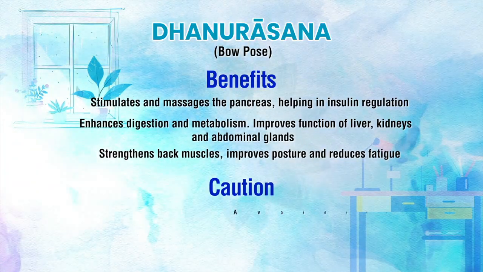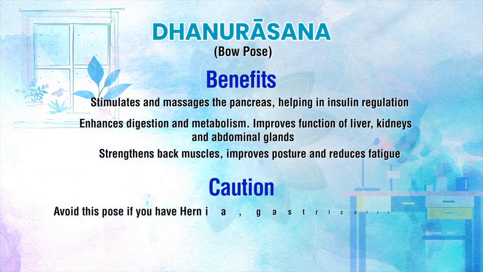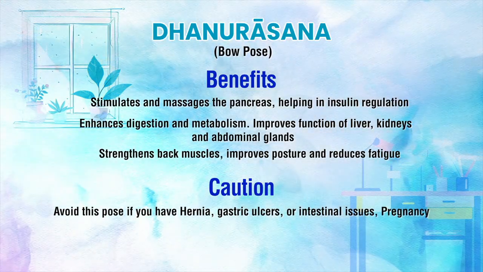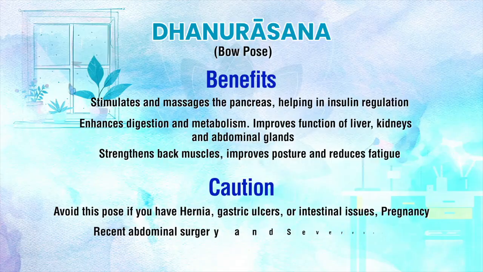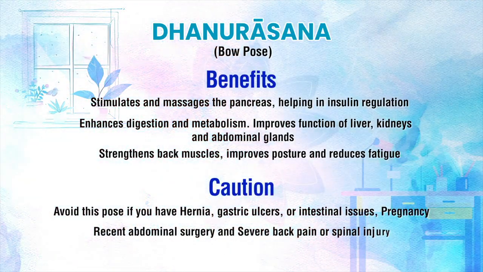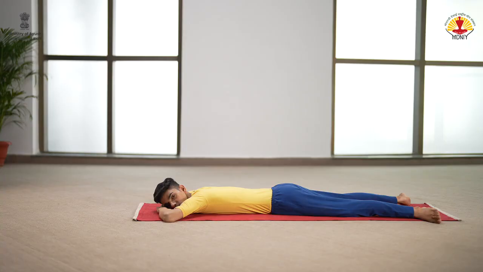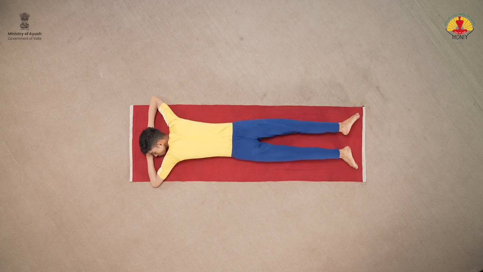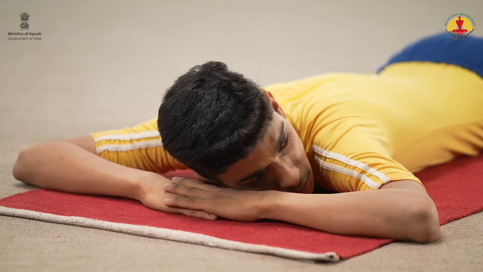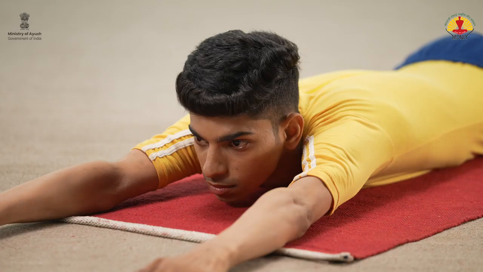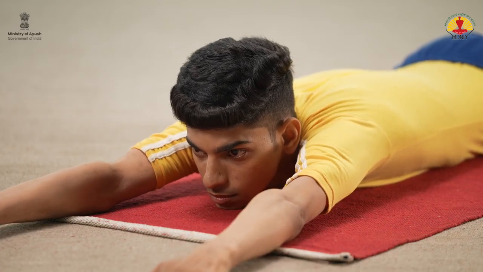Caution: avoid this pose if you have hernia, gastric ulcers or intestinal issues, pregnancy, recent abdominal surgery and severe back pain or spinal injury. Lie flat on your stomach in Makarasana. Gently bring your legs together. Raise your chin. Stretch your arms forward and rest your chin on the ground.